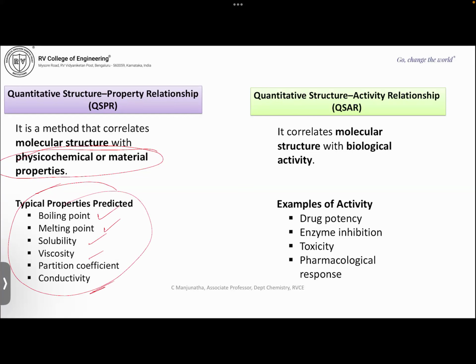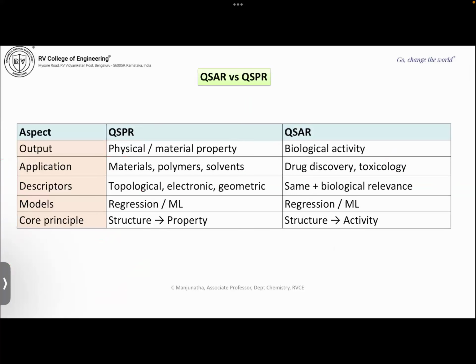But QSAR is the quantitative structure activity relationship. This correlates the molecular structure with biological activity, such as drug selectivity and toxicity. So that can be understood by using this QSAR model. Examples of activity are drug potency, enzyme inhibition, toxicity, and pharmacological responses.